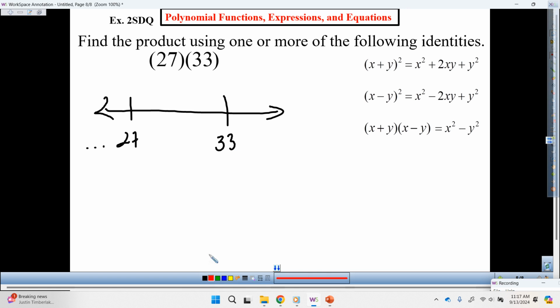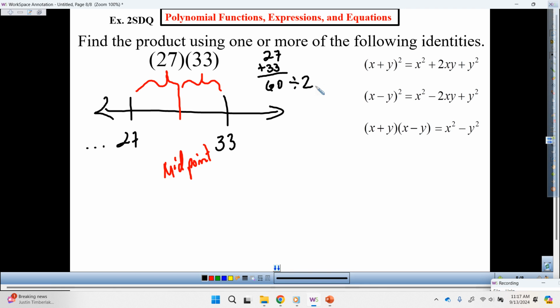I need to find something that we call the midpoint. Like that, this distance is the same as that distance. Does that make sense? So how do I get to the midpoint? Well, Mr. Q, we can add the two numbers and divide by 2. So watch. 27 plus 33, that's 60. Divide by 2, answer is 30. So the midpoint is 30. Everybody with me so far? Copy that, please.